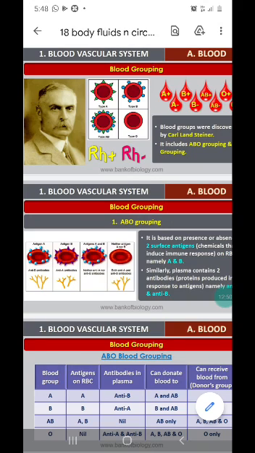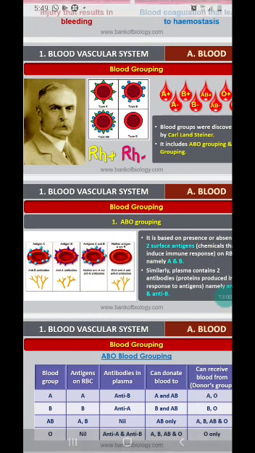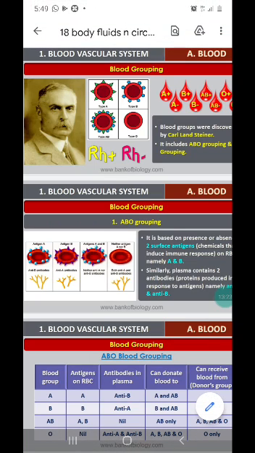Now coming to the third type. What will the AB group have? If they have anti-A, that will clot the antigen A on the surface. If they have anti-B, that antibody will clot the antigen B on the surface. So these blood group people do not have any antibody against these antigens. If they had, the blood would clot itself and the person would die definitely.